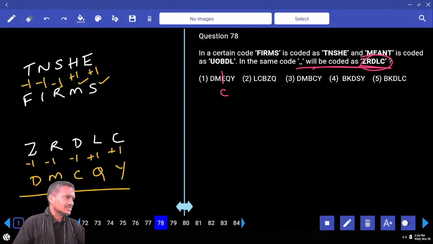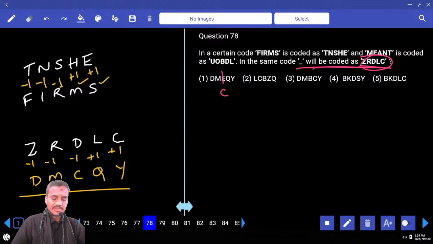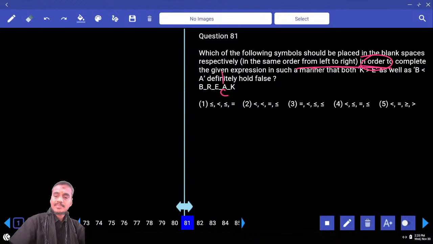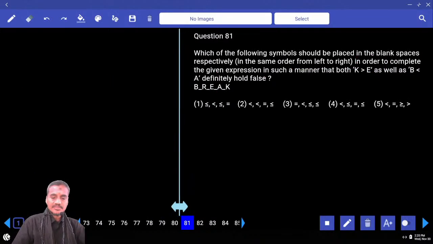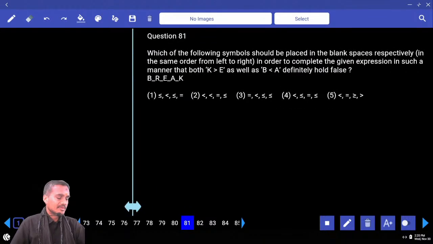This question is in the textbook, in the textbook exercise. Question number 78. Then 79 and 80 are CR, and 81. Now question number 81, this one is also in our textbook, but what will the answer be? 81.